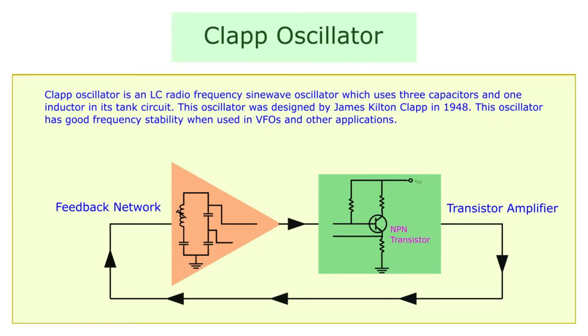The Clapp Oscillator is an LC oscillator which has one inductor and three capacitors in its tuned circuit that selects the frequency of oscillation. The oscillator was designed by James Kilton Clapp in 1948. It is also known as the Gourriet oscillator. This oscillator has a very good frequency stability.